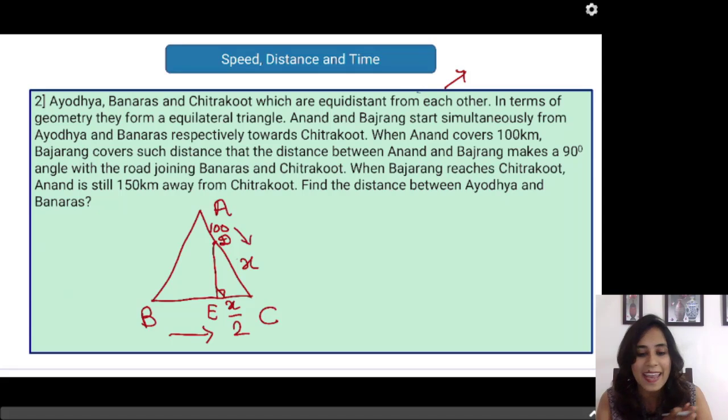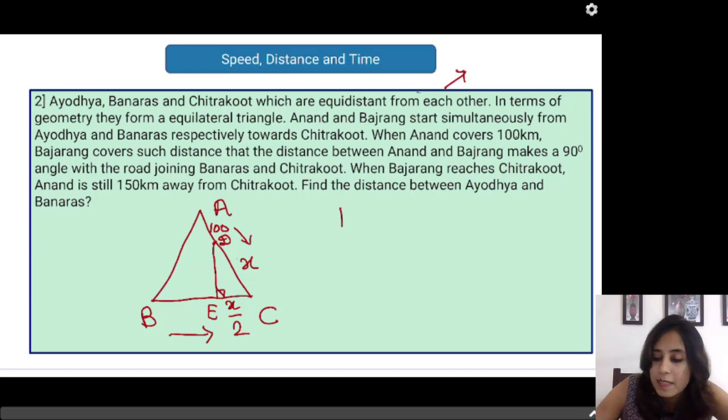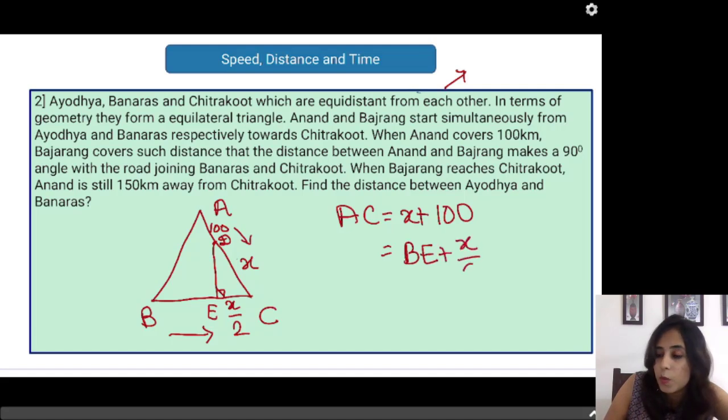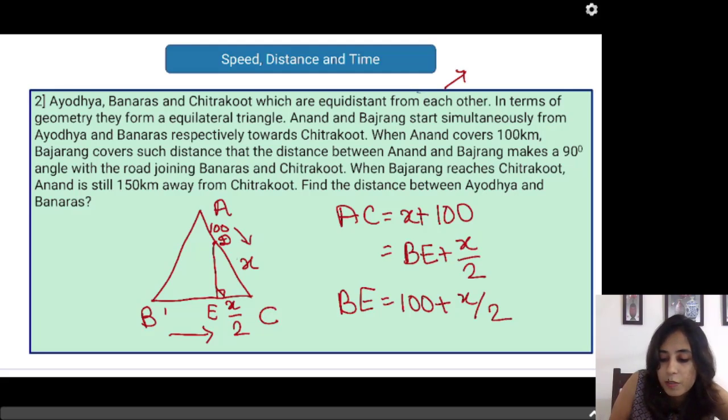Okay guys, so the time has ended and here we are solving this particular problem. Now guys, look carefully at this triangle. Can I say my AC is equal to BC? Yes, because it is an equilateral triangle. So my AC, which is equal to X plus 100, is equal to my BC, which is equal to BE plus X by 2. So I get my BE as 100 plus X by 2.